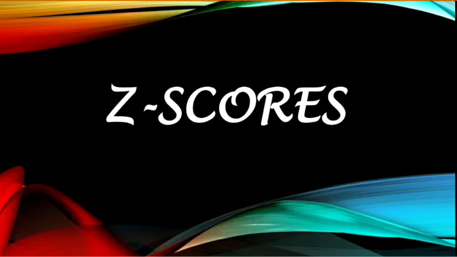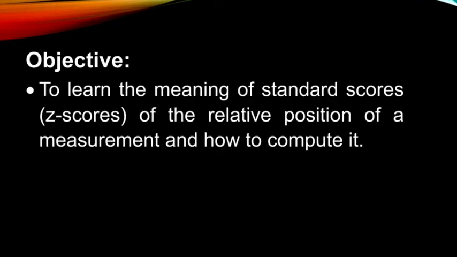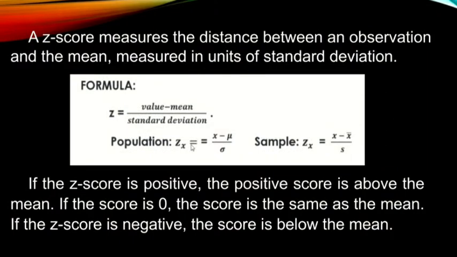The one type of the measures of relative position is the z-scores. At the end of the session, we'll be able to learn the meaning of the standard scores of the relative position of a measurement and how to compute using the given formula. A z-score measures the distance between an observation and the mean, measured in units of standard deviations. Here is the given formula for z-scores. We have z-score equals value minus mean divided by standard deviation.